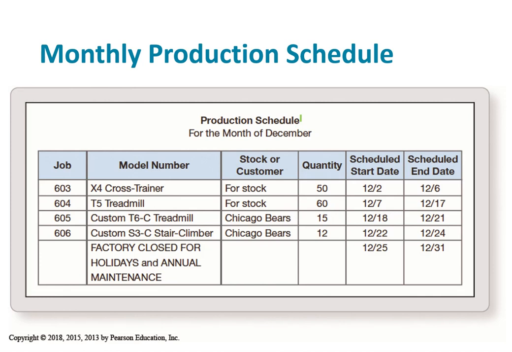Okay, so this would be a typical production schedule. You can see that we're going to need a certain number of cross trainers. We're going to have a job 604 for treadmill. Like we mentioned, here is going to be the quantity. There's going to be dates attached to it. We also got some custom jobs from the Chicago Bears. They want a certain number of treadmills. They want some stair climbers and some dates attached to it. So you get the idea. In other words, you have a production schedule that the manager makes up.